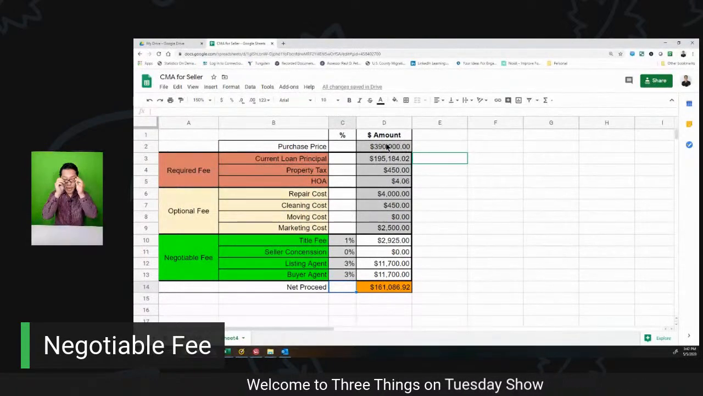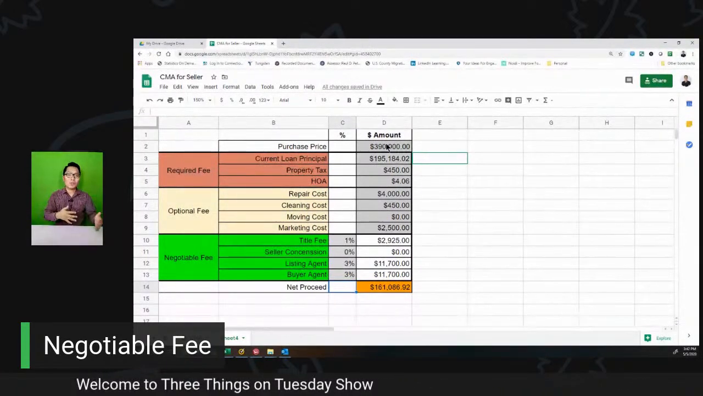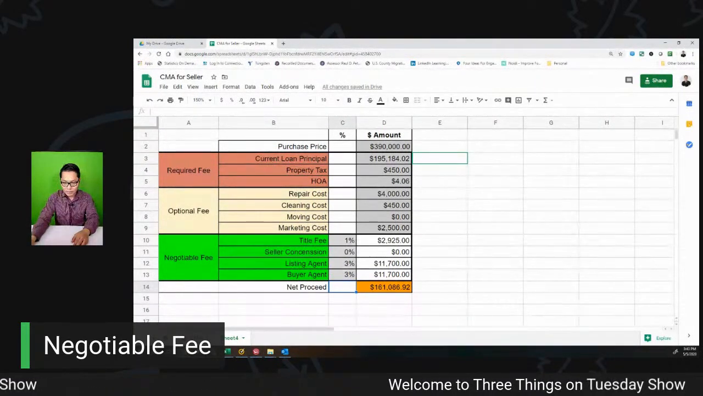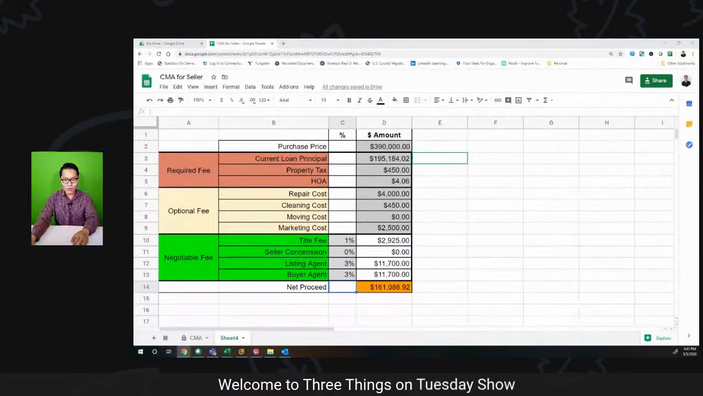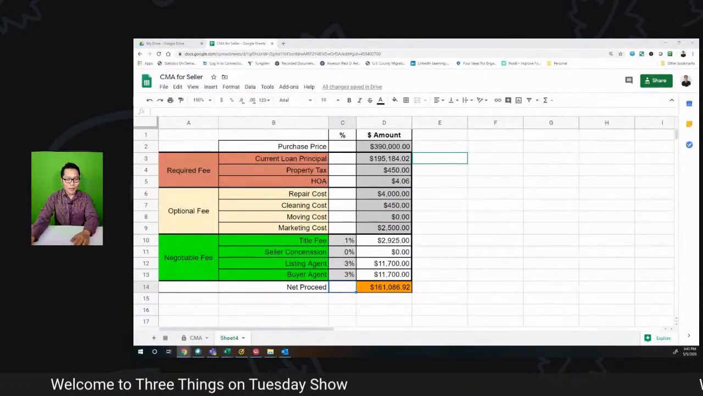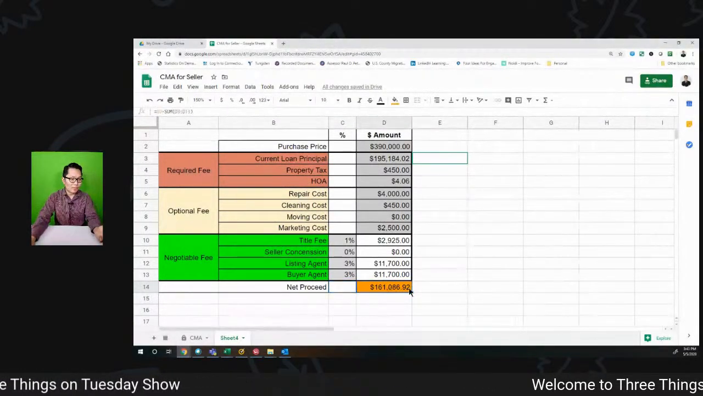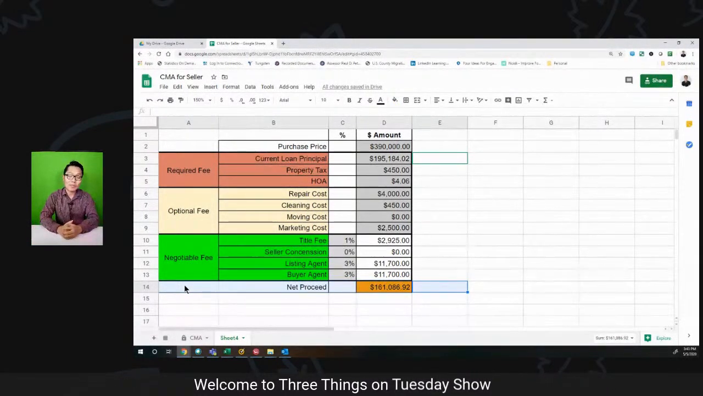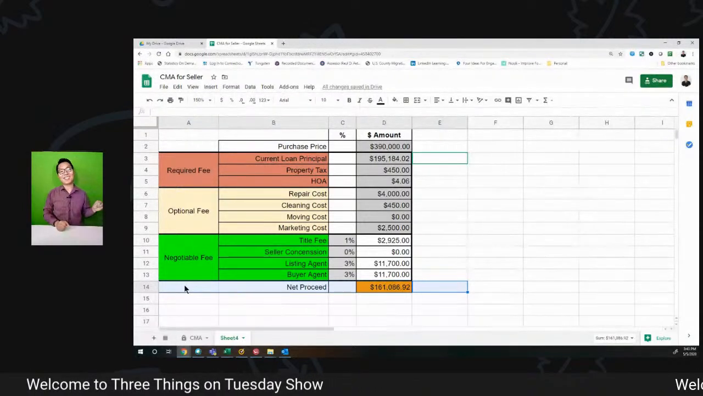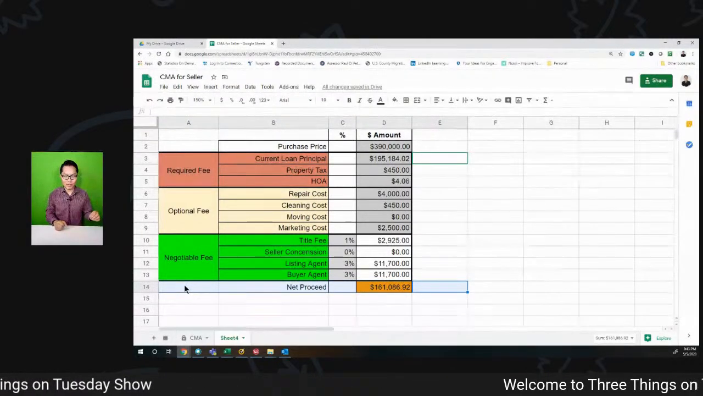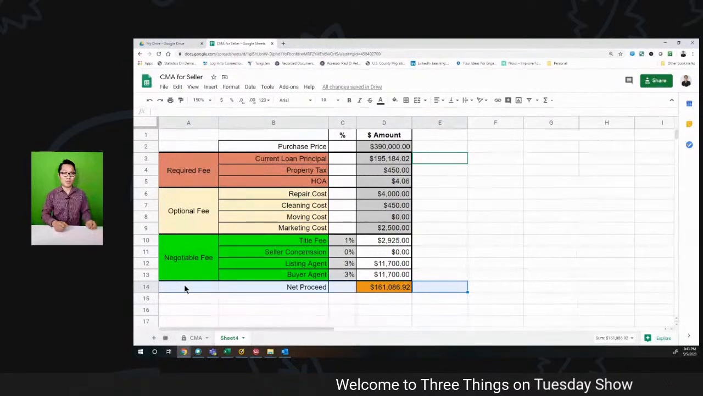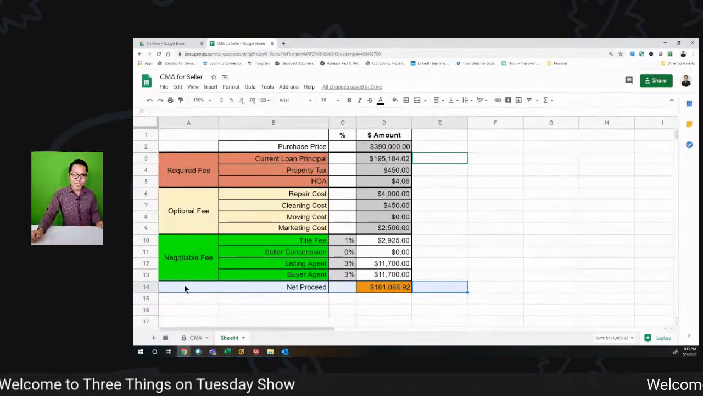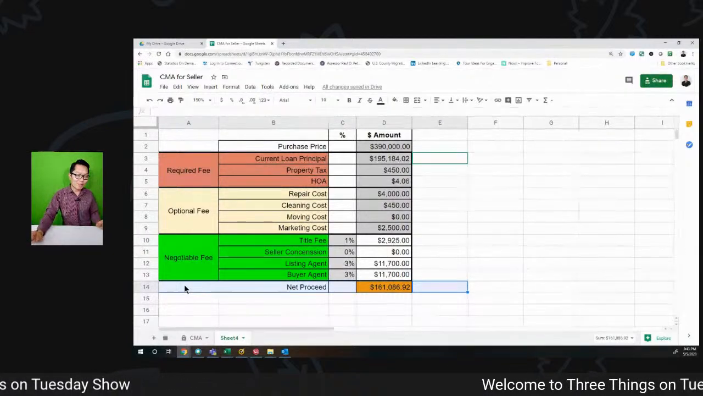So at the end of the day, after all the associated fees, she's getting back $161,000. So it's not the $190,000 in pocket information. In this particular transaction, she will only get $161,000.